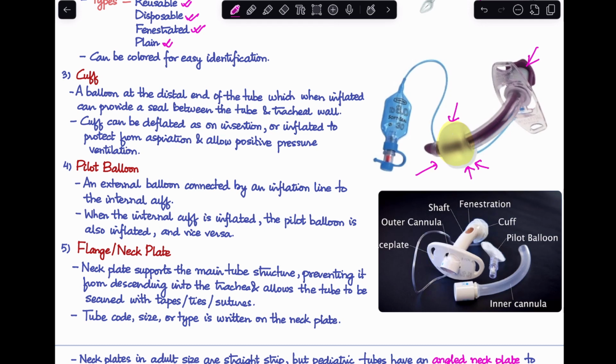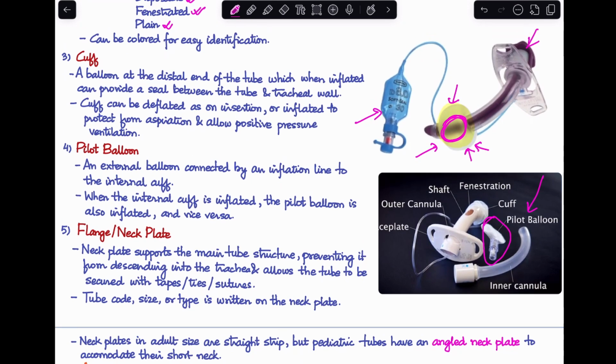Our fourth part is the pilot balloon. If you look at the image over here, this is the pilot balloon. This is basically an external balloon which is connected by the inflation line to the internal cuff. When the cuff gets inflated, the pilot balloon is also inflated, and vice versa. So it basically reflects the inflation of the cuff. So that is about the pilot balloon.